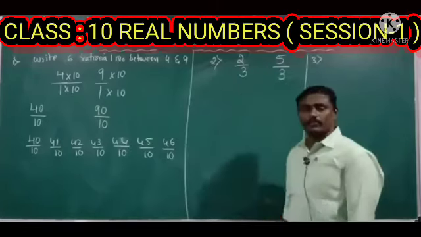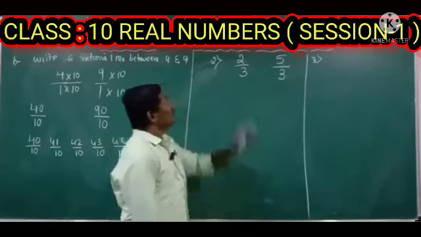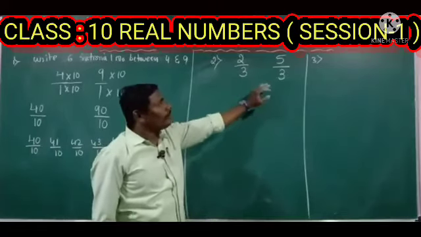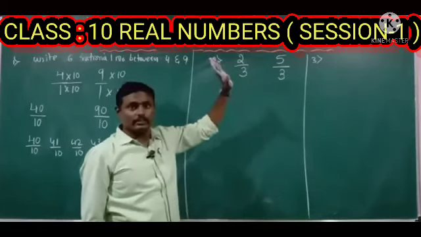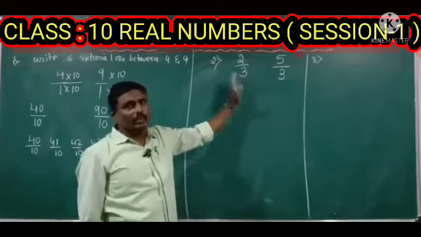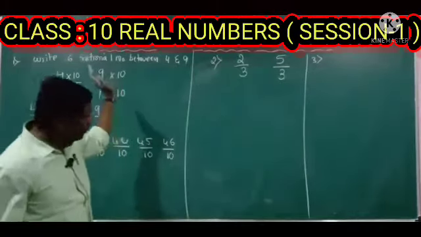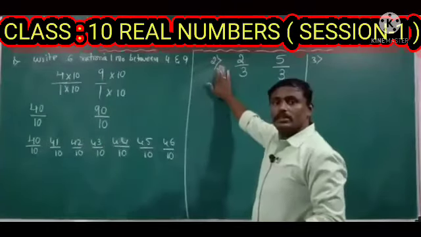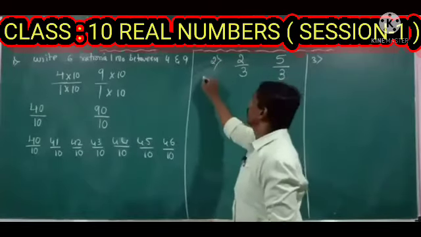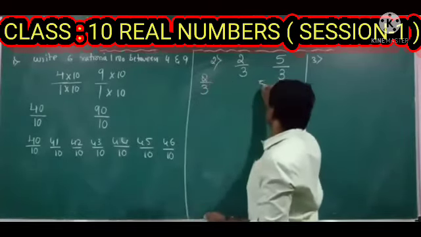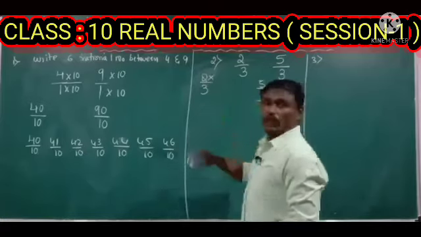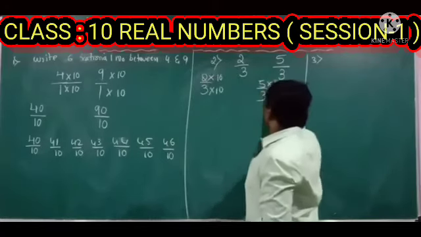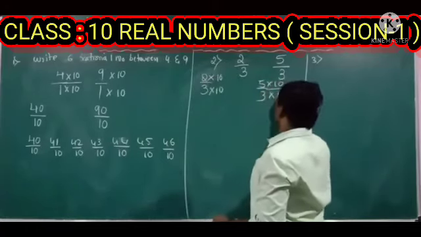Just observe the given fractions. What are the given rational numbers here? 2 by 3 and 5 by 3. In the place of the denominator, the values are the same, 3 and 3. In these types, we just apply the same method. The first one is 2 by 3 and the second one is 5 by 3. Now I am multiplying 10 for these two fractions, for both numerator and denominator.